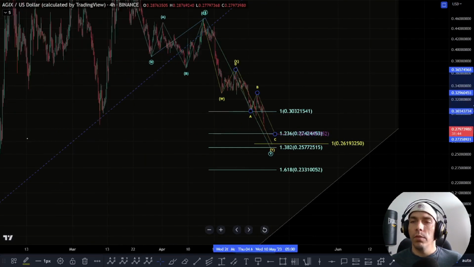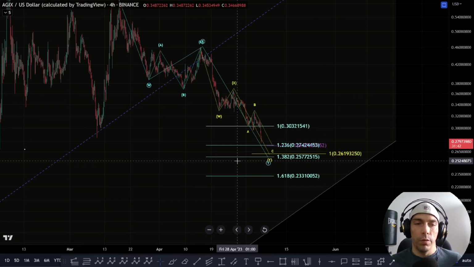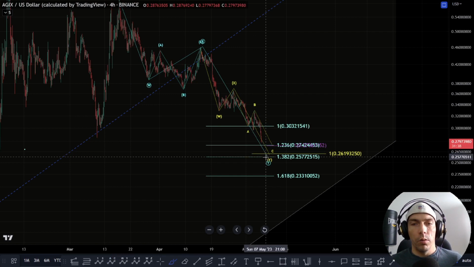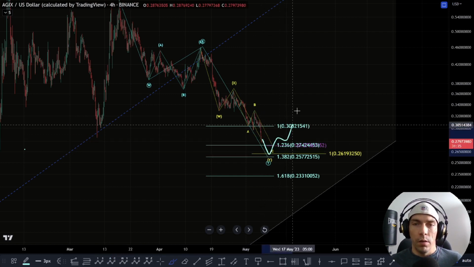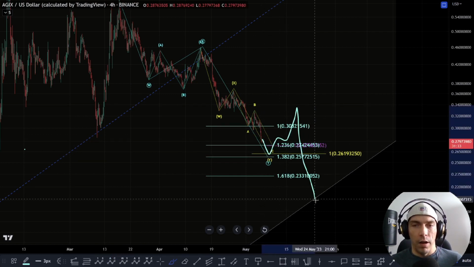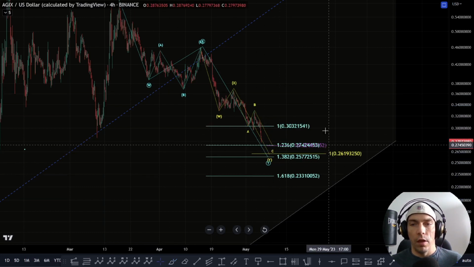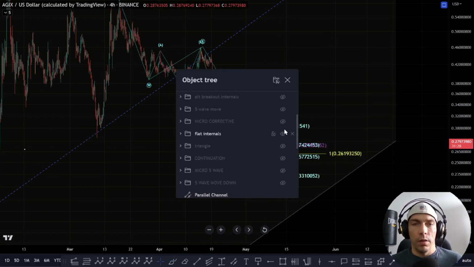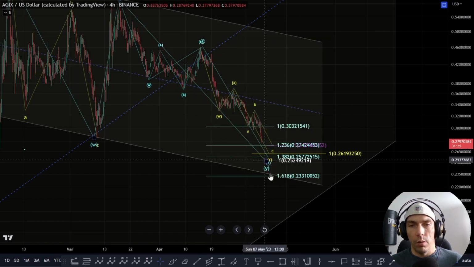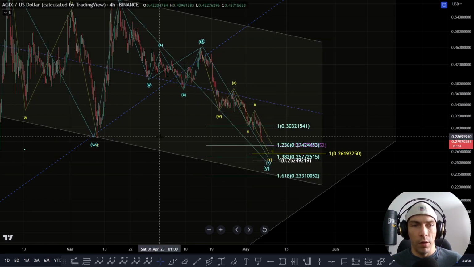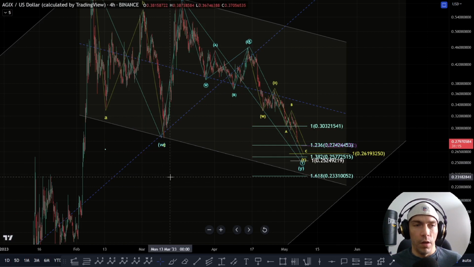What we have to be careful of here is that there is always a possibility that even if this is a corrective structure like this, we could always come down to these levels, form another X wave, and then have one more drop. So we're going to have to see how this reacts around these lower zones here. Now, like we were saying earlier, we've got that potential channel here. I want to see if we actually come back into this. We've challenged these lows here now, and at the moment we aren't finding support here, so we just have to keep an eye on it.